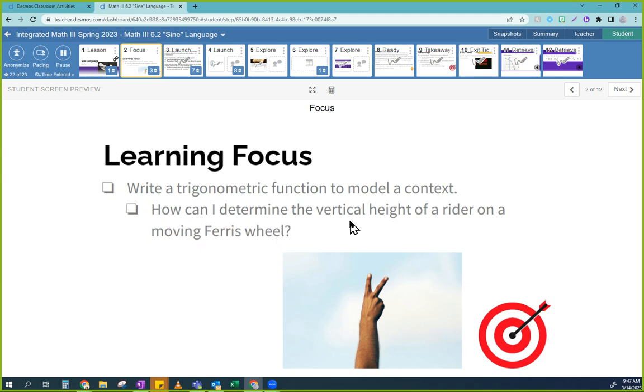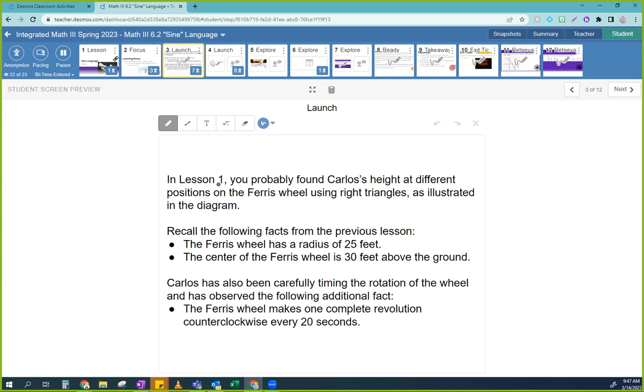How can I determine the vertical height of a rider on a moving Ferris wheel? So we already know how to do this part, but here, they're going to change it in such a way that they've added a layer onto your problem. Okay. So in lesson one, you probably found Carlos's height at different positions on the Ferris wheel. We just talked about this, right? Using right triangles as illustrated in the diagram.